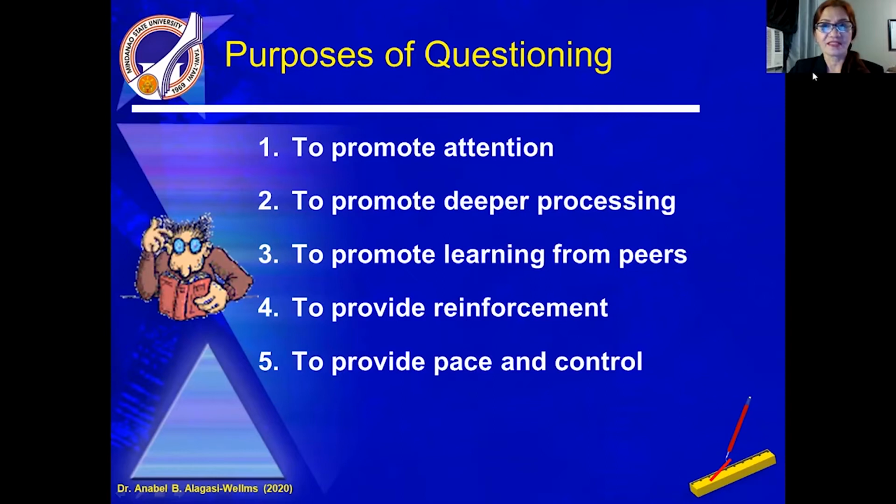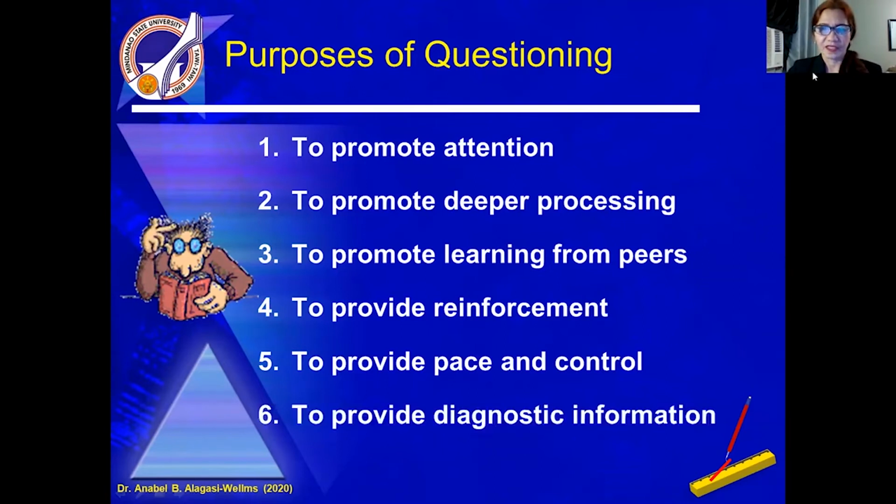To provide pace and control, like, am I too fast? And then you always ask questions because you would like to monitor learning inside your classroom. To provide diagnostic information, okay? Because you would like to know whether they're still with you, especially if you're discussing the topic, and sometimes they're only physically present and then they're mentally not with you. So you would like to provide additional information about the topic.